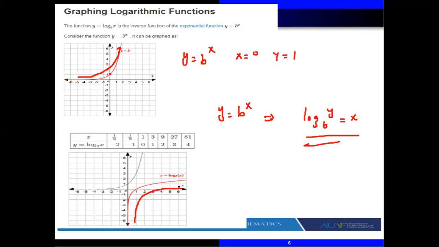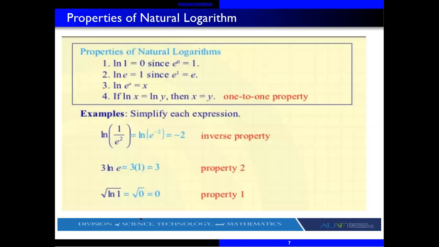The domain of one is equal to the range of the other, and the range of one is equal to the domain of the other. So these are logarithmic functions, graphing. How can you graph them? Some properties of natural logarithm, properties of natural log.